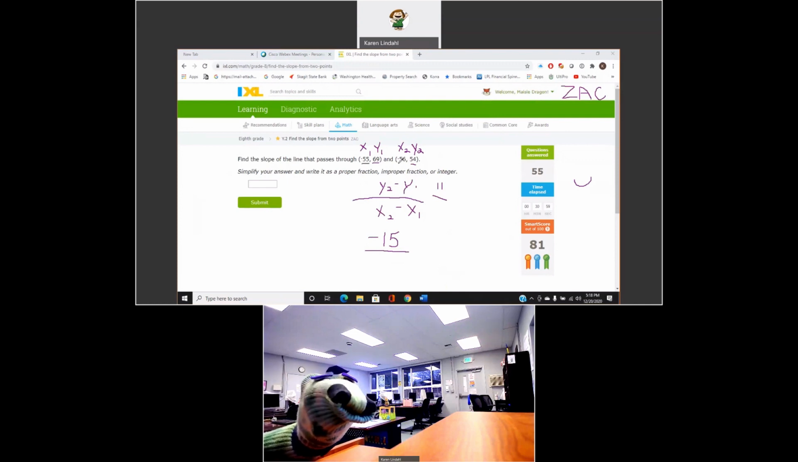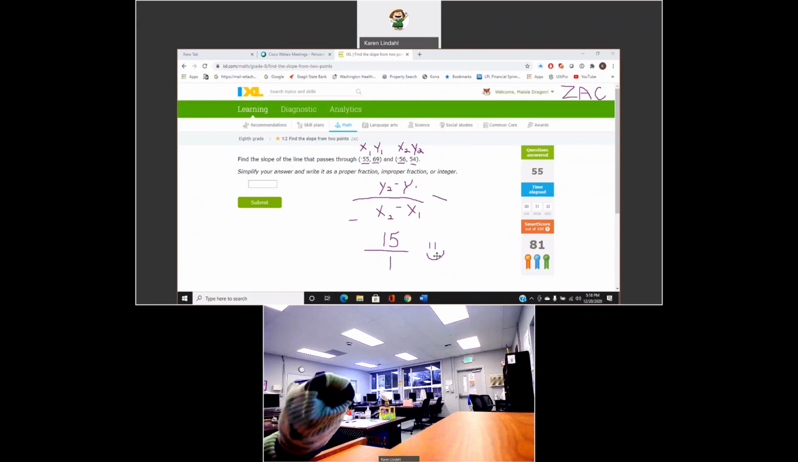Okay. And then we have negative 56, and we're subtracting negative 55. Remember, when you subtract, it's like adding when you're doing it with negatives. So you subtract negative 55 and you get back up to negative 1. And look, we're almost done. I'm happy already. So negative 15 over negative 1 is going to be positive, because two negatives divided is positive.